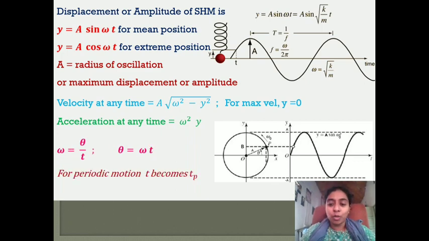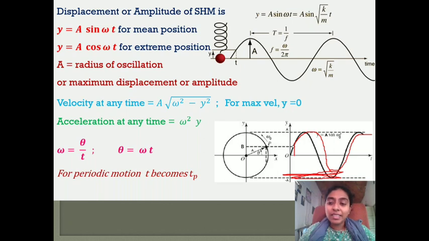Now for periodic motion, that means when it has completed one cycle, that is called a period. See, this is the sine wave. From this to this is called one time period. So for a time period, this t becomes Tp, that is the time required for one complete oscillation, one complete harmonic motion, which is called a time period.